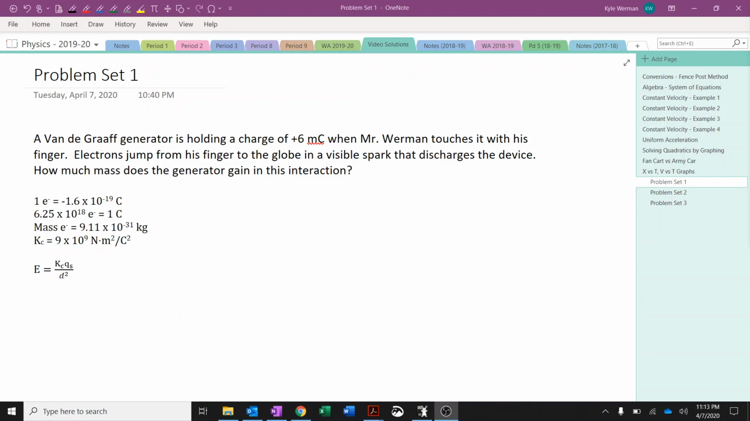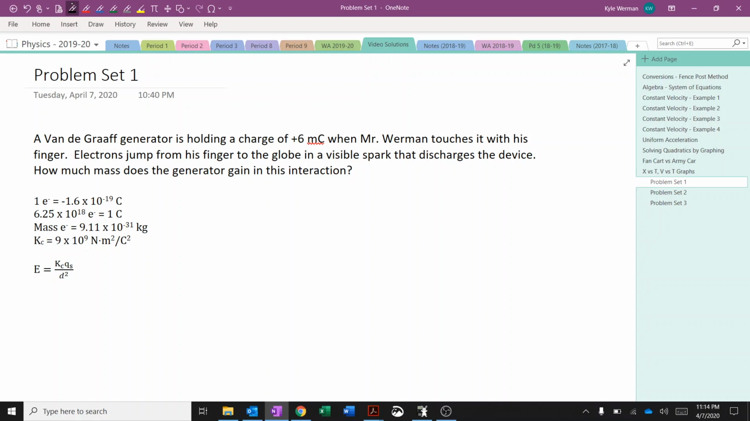In this problem, we have a Van de Graaff generator that has a positive charge. Remember, the way we've looked at it, it's kind of sucking electrons out of the dome. And it has this charge buildup that's positive, which can be neutralized by Mr. Werman touching it and giving electrons to it. So that effectively cancels out that positive charge by adding electrons to the dome. Well, if that's the case, electrons each have mass, so how much mass is added to the dome?